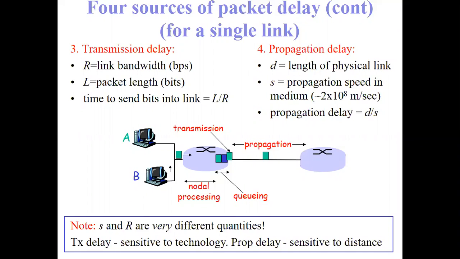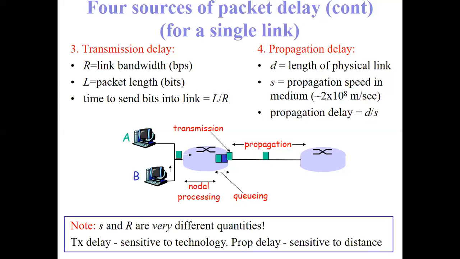Then we have S, the propagation speed in the medium. So if you say 2 times 10 to the power 8 meters per second, then you get that answer. Then we have the propagation delay, distance over speed.